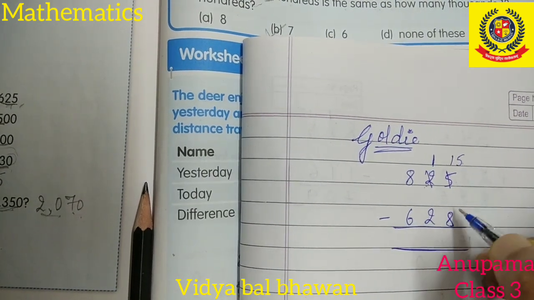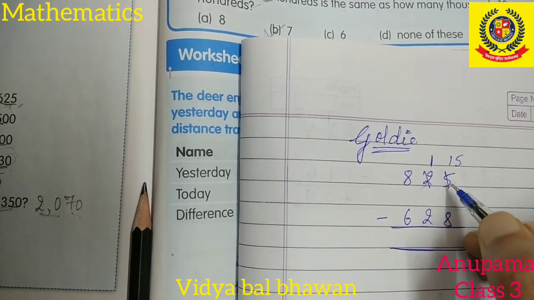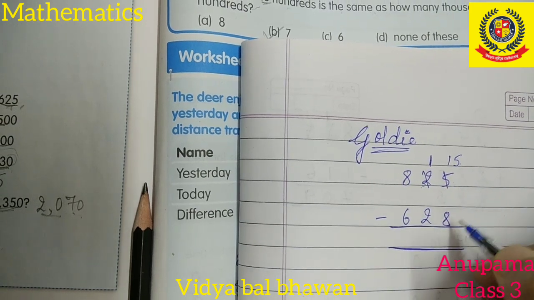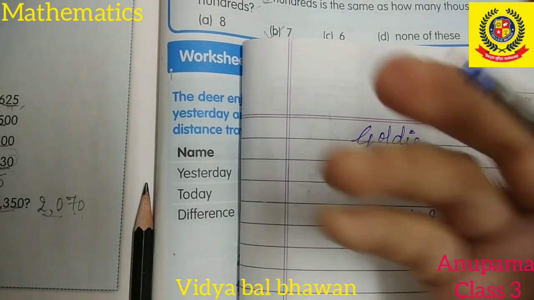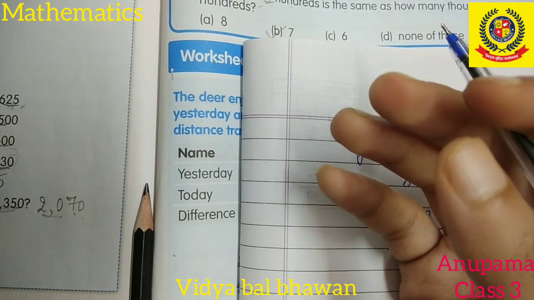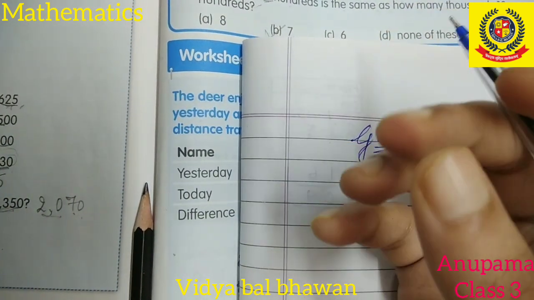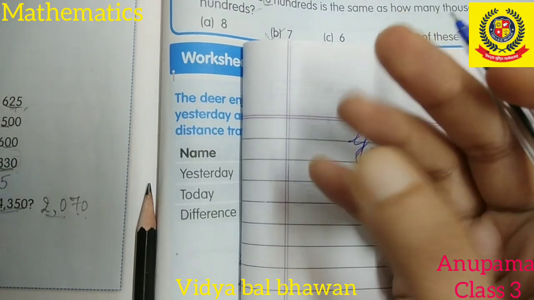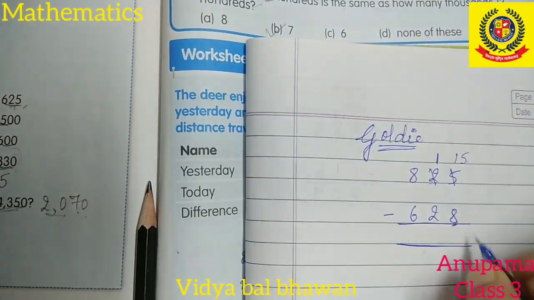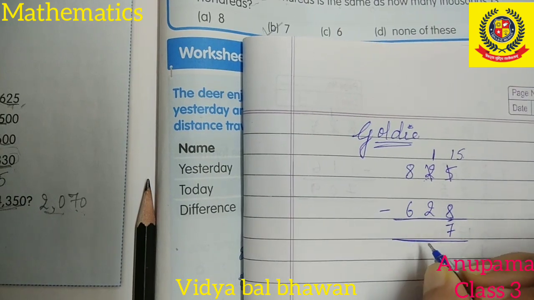Okay. So 15 minus 8, start backward counting. Okay. We have to subtract 8. So start backward counting from 15. So 14, 13, 12, 11, 10, 9, 8, 7. So 7 is the answer. Right here 7.